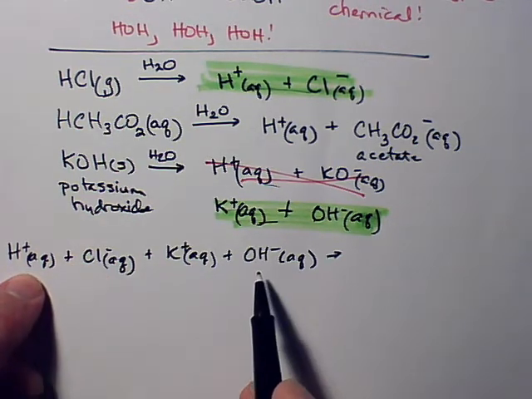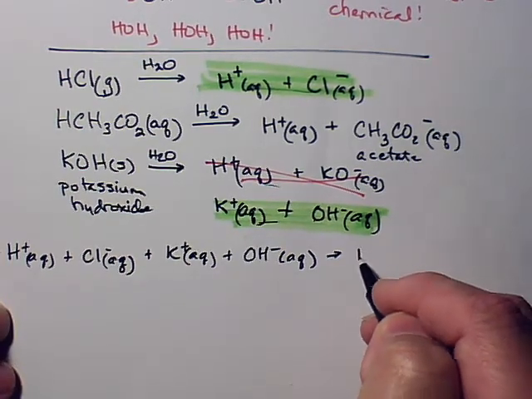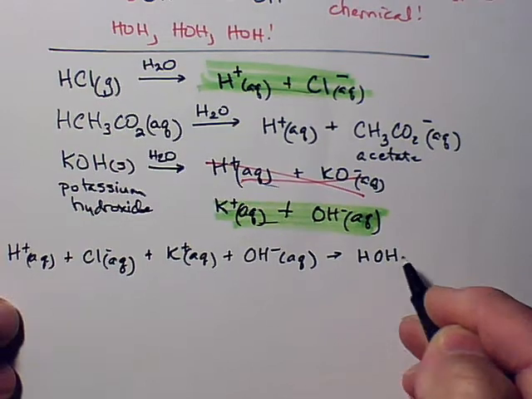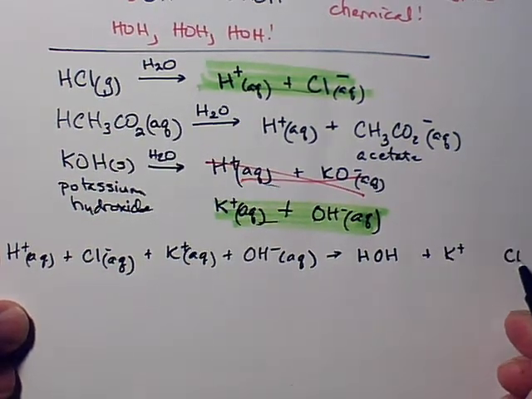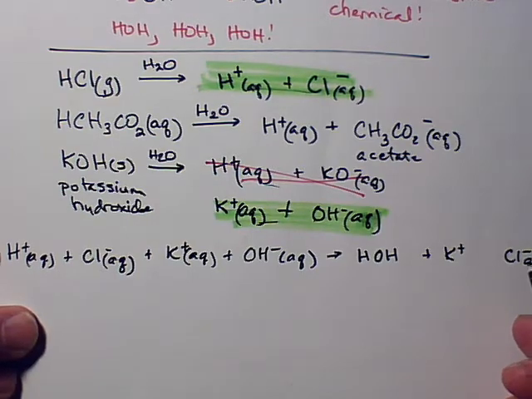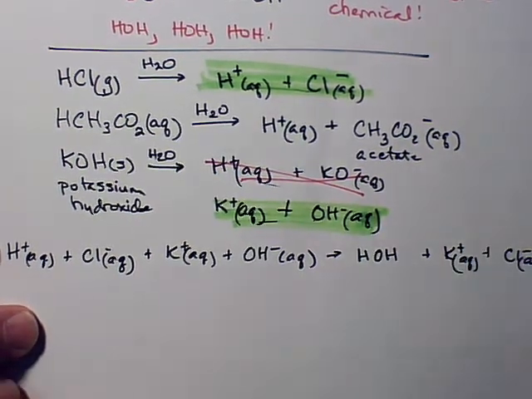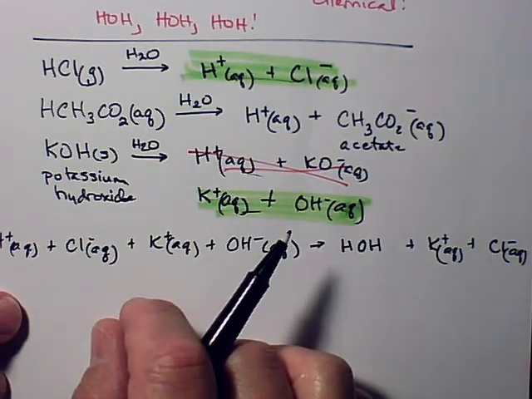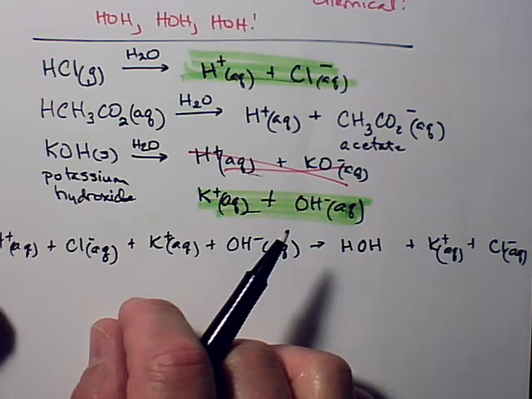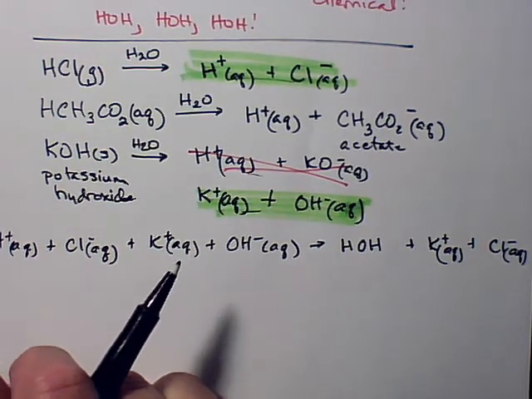But you're right about the other part. So we're going to have the H joining up with the OH. The potassium is going to stay in solution and the chlorine is going to stay in solution. So this should stay dissociated? Yep. That's how we figured out our complete net ionic equations back in Unit 4 or 5.